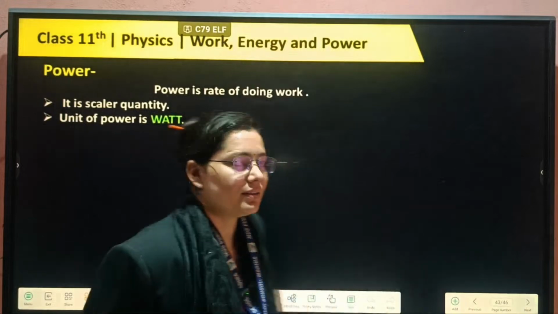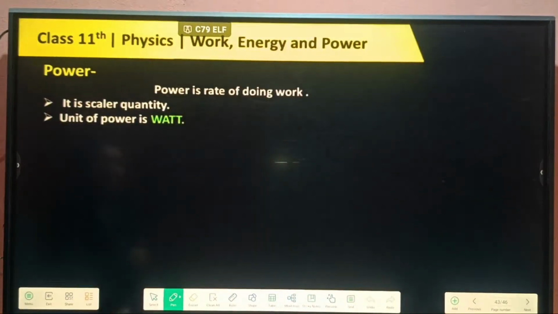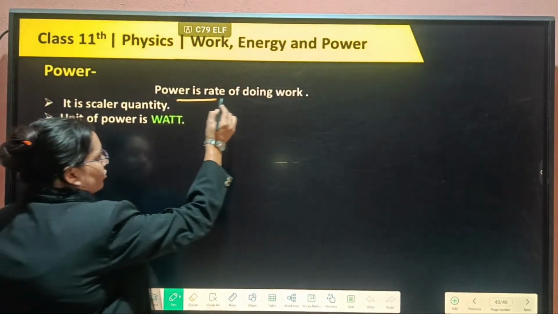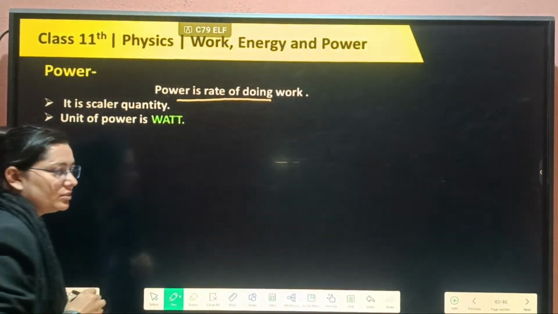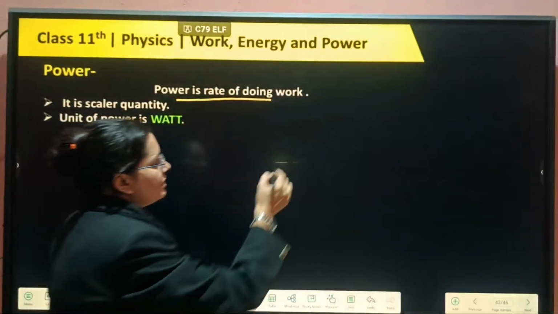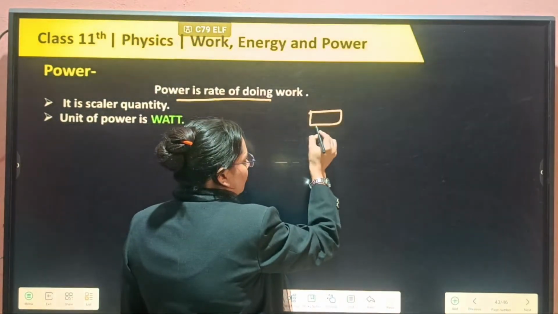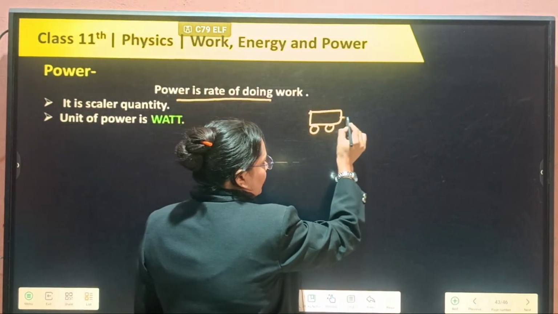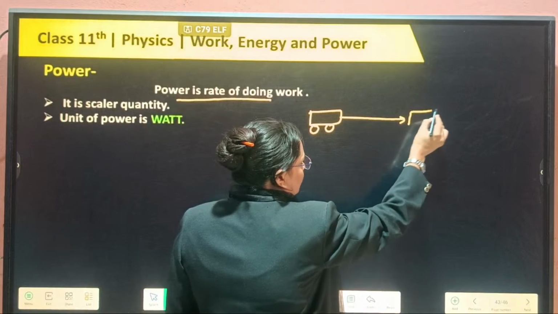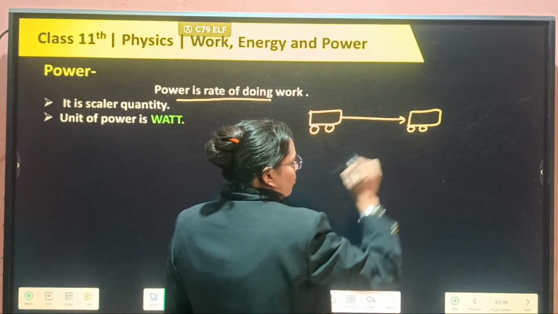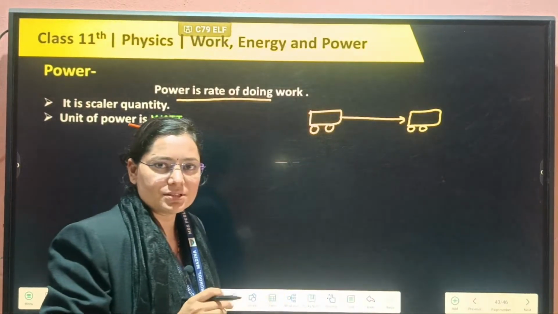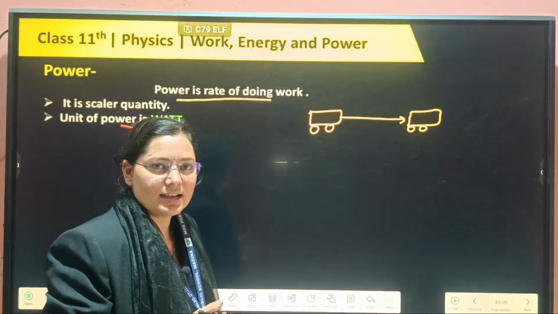Then power, what is power? First we will explain this one. Power is the rate of doing work. Then we discussed work done when any body is moving from one position to another position, then the work done is stored in the form of energy. Capacity of doing work is known as energy.